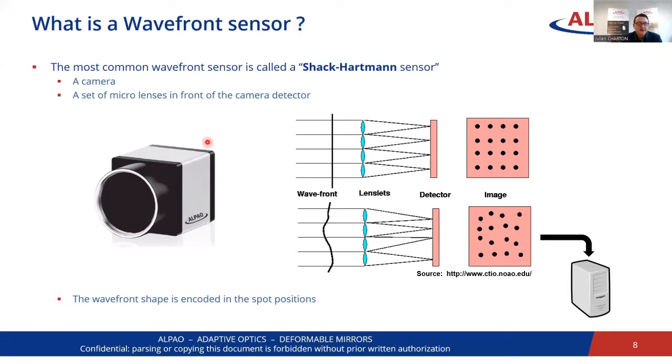So how is it made? Basically, it is a camera, usually a fast and sensitive camera. But the key is that in front of the imager, you will add a very specific optical component called a microlens array. This is an example of a product. On the right side, you see a simplified cut of what is inside. You have the detector, as in any camera, which can be CCD or CMOS, for example. And in front of it, you add this specific set of small lenses.